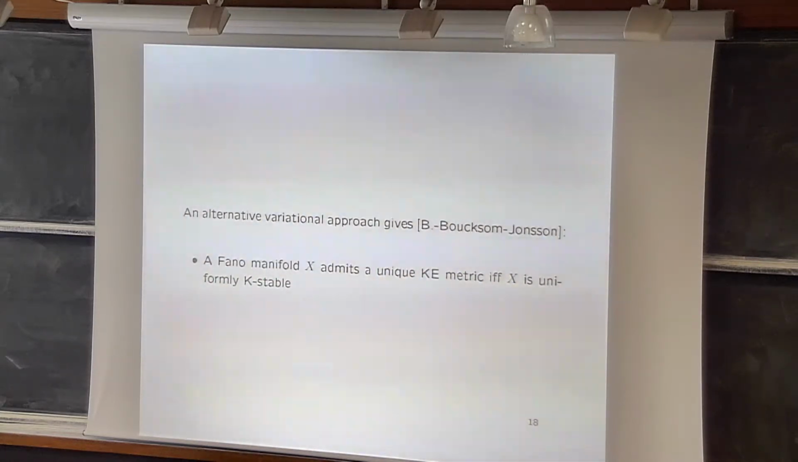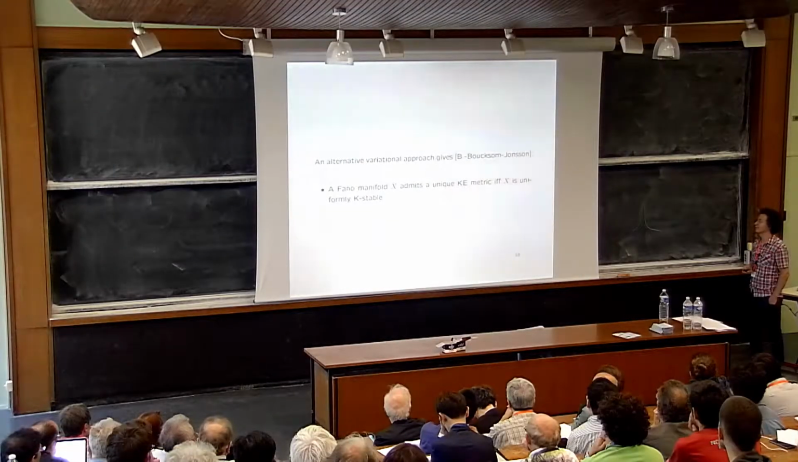An alternative variational approach that we had together with Sebastian Boucksom and Mattias Jonsson shows a different version of the result. A Fano manifold admits a unique Kähler-Einstein metric if and only if it's uniformly K-stable. So it's a stronger notion of K-stability. Here we have unique, but there's also a polystable version of this as well. But that's a different variational approach, which seems to be more related to the probabilistic approach, even if it's not entirely clear how they fit together, I should say.